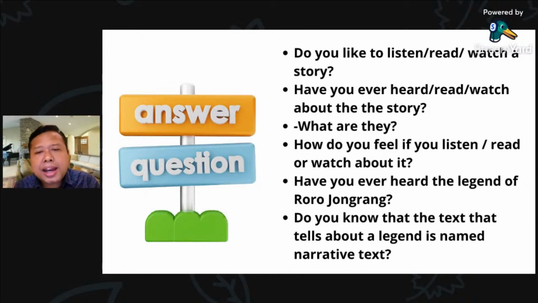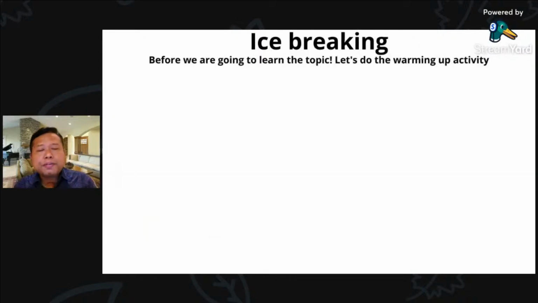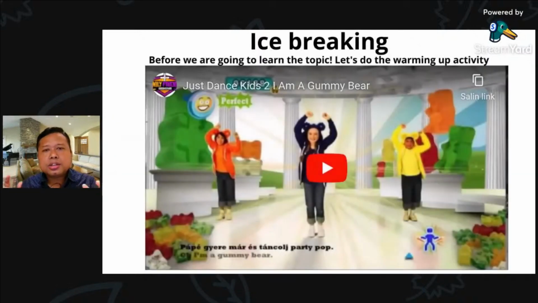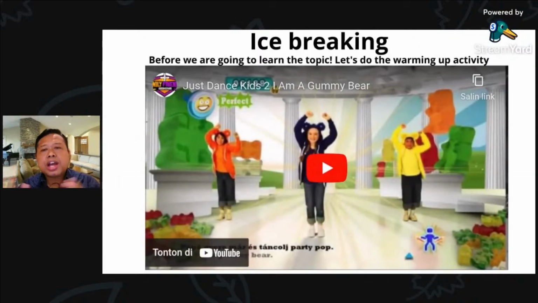Anyone, have you heard about the legend of Roro Jonggrang? Alex, yes. The story of Roro Jonggrang took place in Central Java. It's about the legend of Prambanan temple. Do you know that the text tells about a legend? It's part of narrative text.